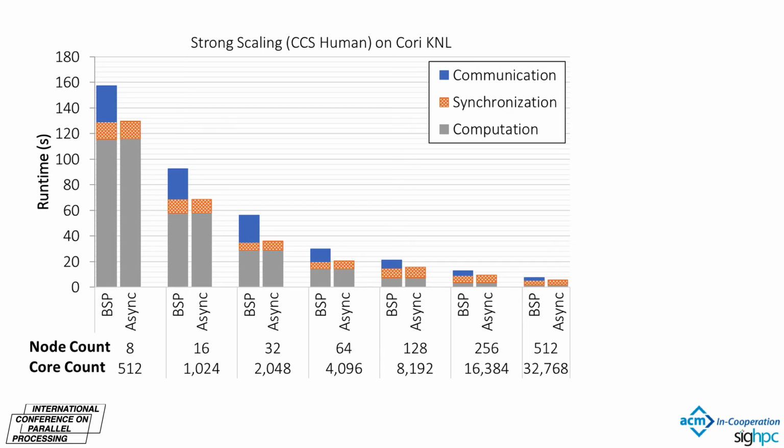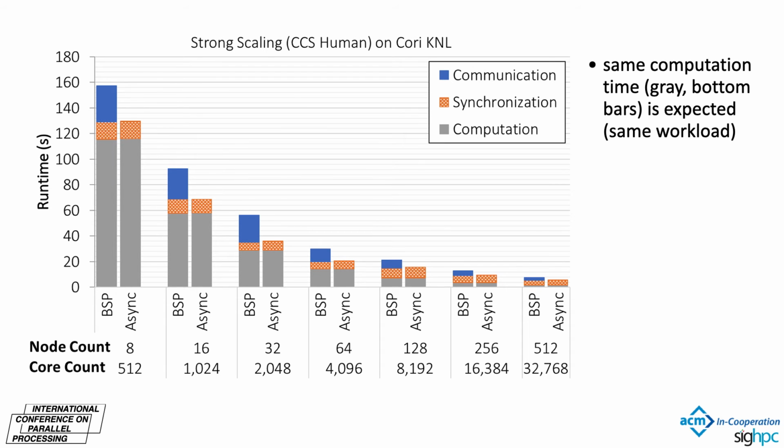This is the same teaser figure shown at the beginning. It shows a runtime breakdown for each approach, side by side, strong scaling the human CCS workload on Cori KNL from 8 nodes to 512 nodes. The computation time in gray for each approach is the same, as it should be. Each is processing the same workload.